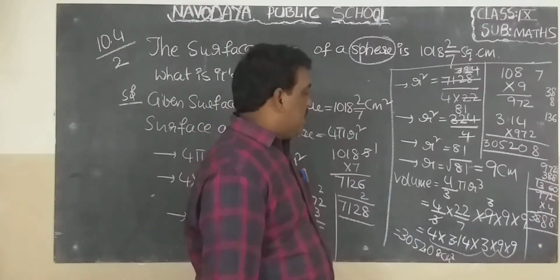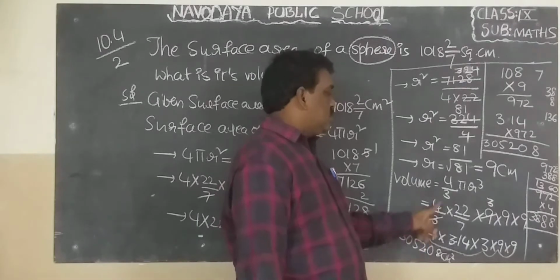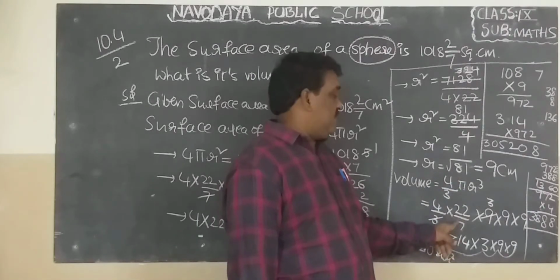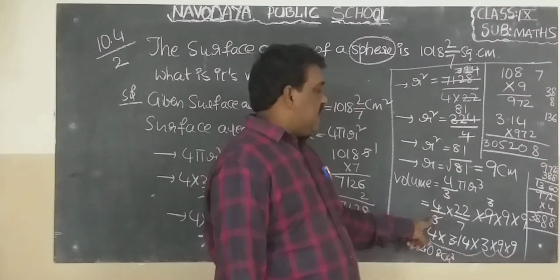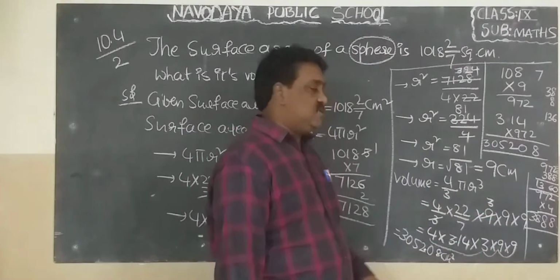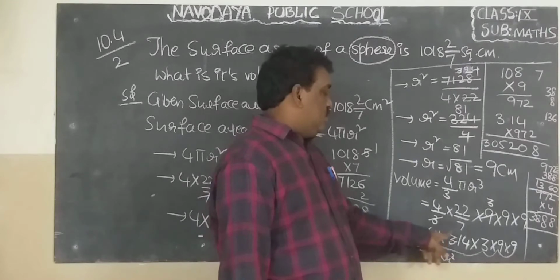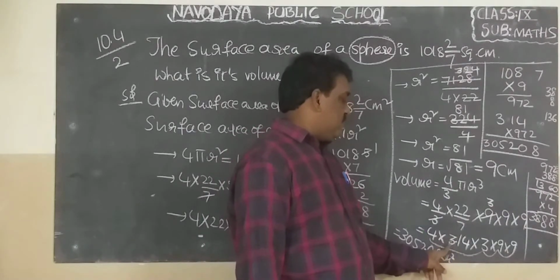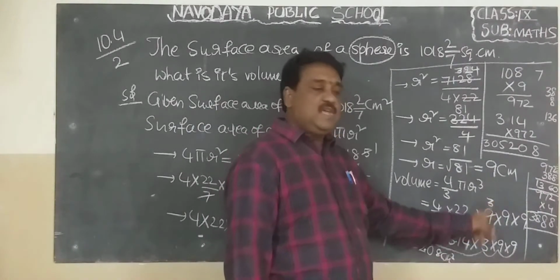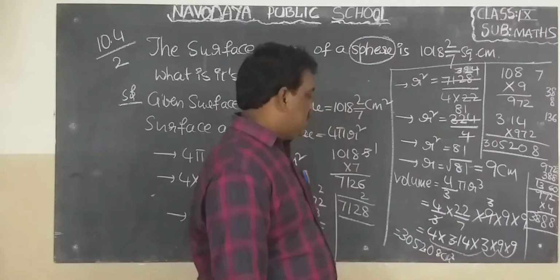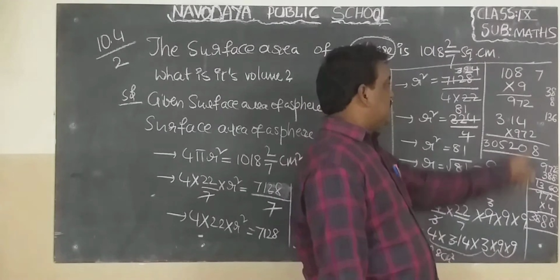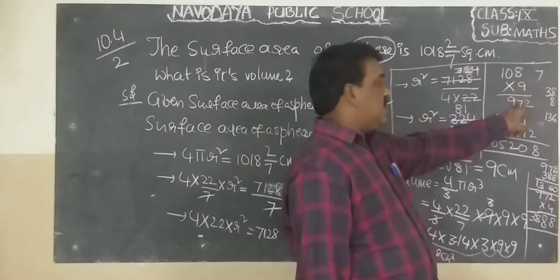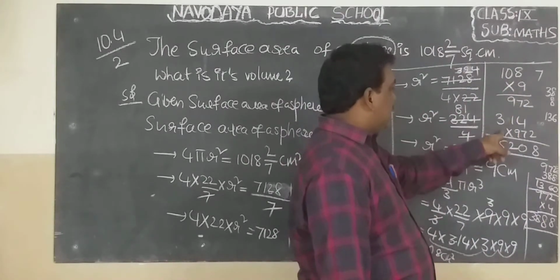What is the volume of the sphere? 4 by 3 pi r cube. 4 by 3 into pi value 22 by 7 into r cube. 9 into 9 into 9. 3 cancel, 9 cancel 3 times. Then what is left? 4 into what is 22 by 7? 3.14 into 3 into 9 into 9. Then multiplication. 4 3s are 12, 12 9s are 108. 108 into 9, 972.